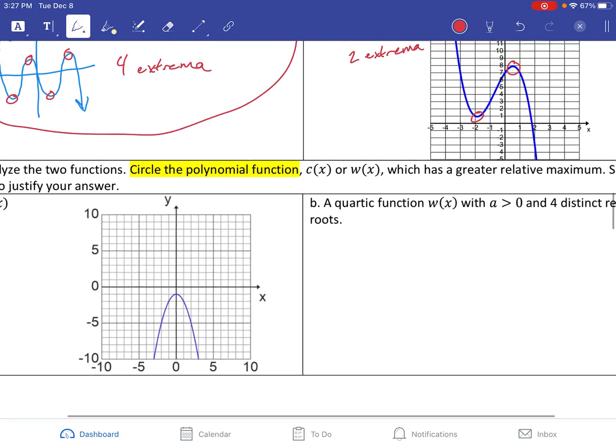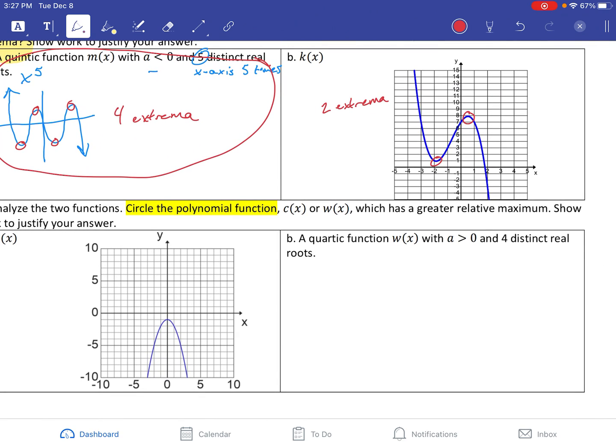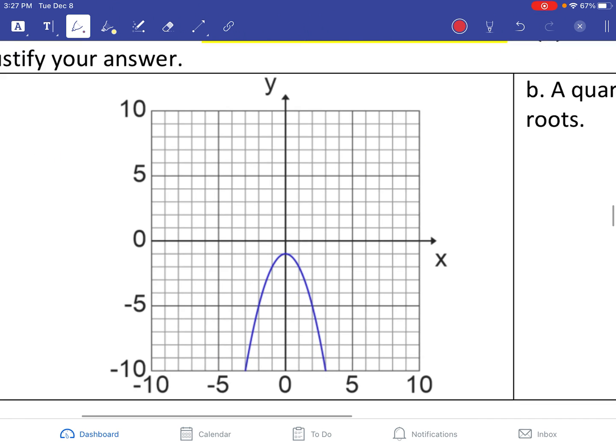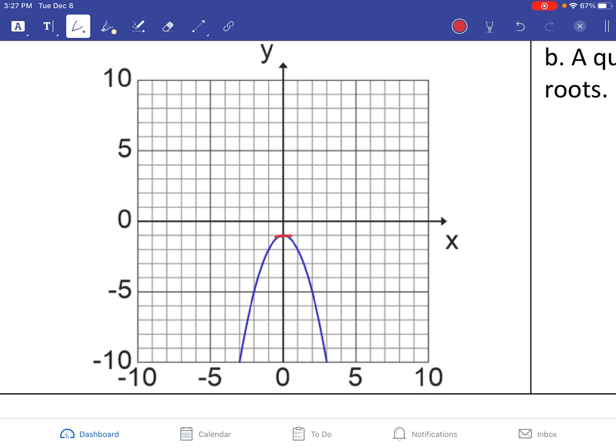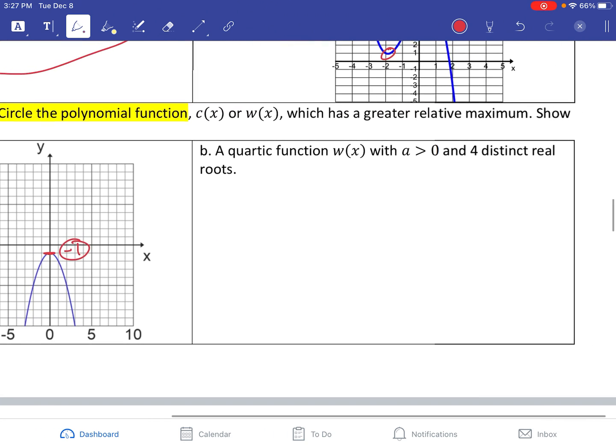All right. Next, which has a greater relative maximum? So we want to know out of the graphs that we have, which one has a higher value. So for the graph here, the highest point of the graph is right there. It is at -1 for the y value. That's the highest number it has, -1. We're looking at the y-axis. Now we want to look over here.